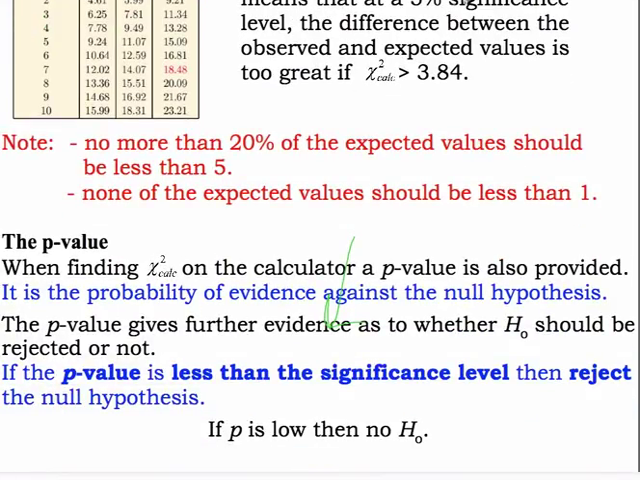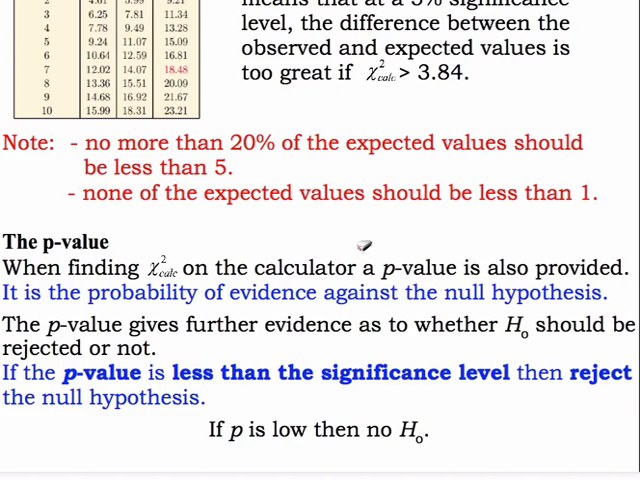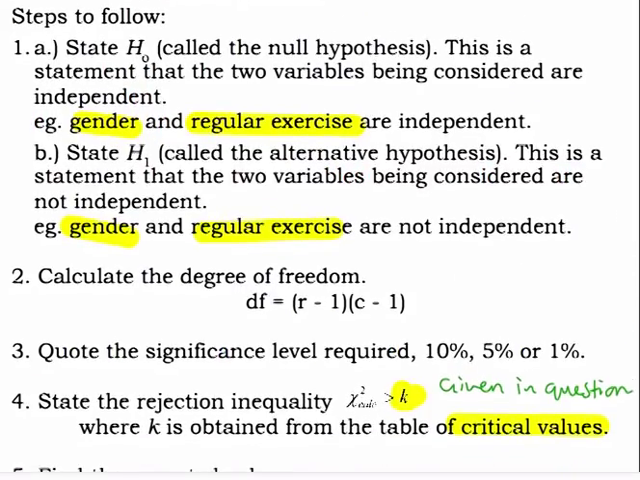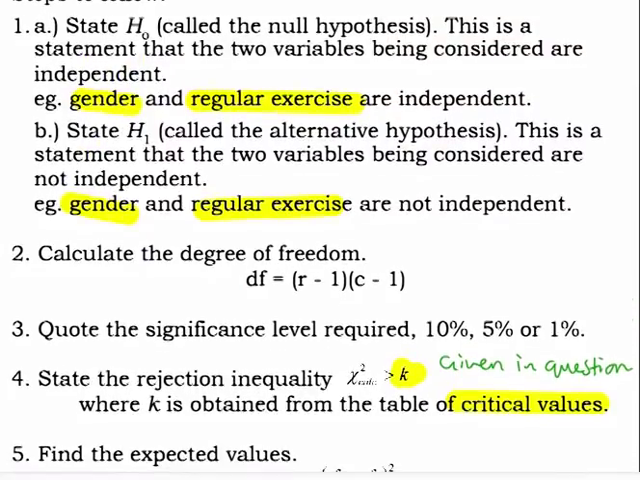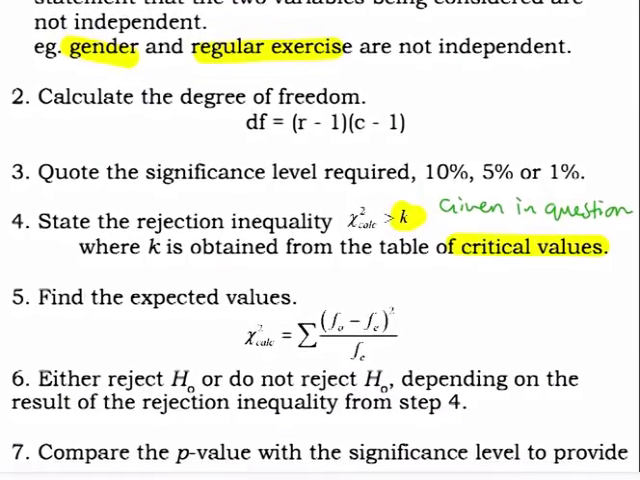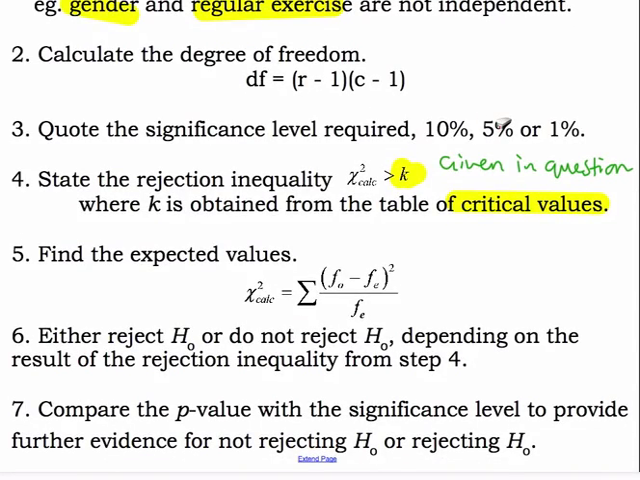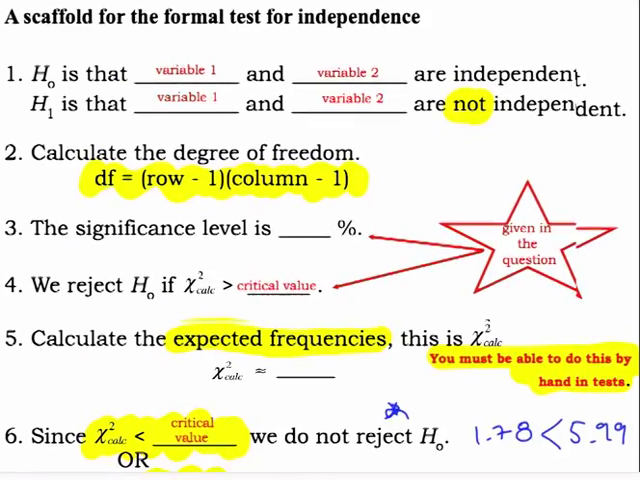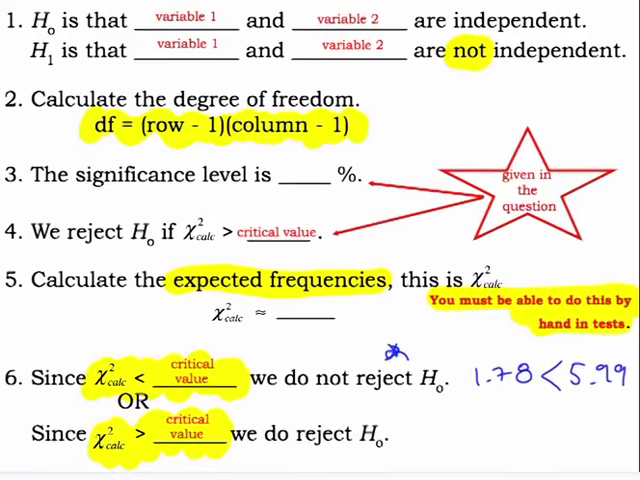We're also going to be calculating a p-value on the calculator, which can help us determine if we accept or reject the null hypothesis. We're going to follow these steps: state the null hypothesis and the alternative hypothesis, find the degrees of freedom, figure out what the significance level is, use the critical value to either reject or accept the null hypothesis, and take a look at the p-value as well. We're going to follow these basic steps for the next couple of examples.